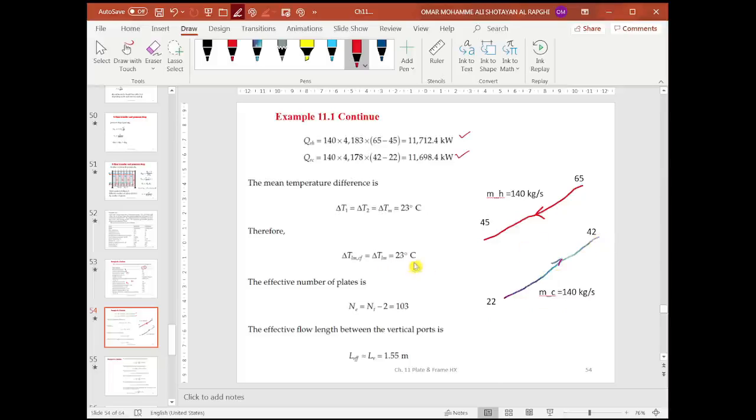So delta T logarithmic mean temperature is 23, because delta T1 equals delta T2 equals the delta T logarithmic mean temperature difference. And as we said, the total number of plates is 105. You subtract 2 for the end plates, you get 103, the effective number of plates. The effective length that we are going to use to calculate the pressure drop for the channel is 1.55, which is LV.